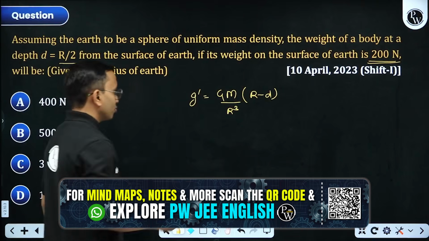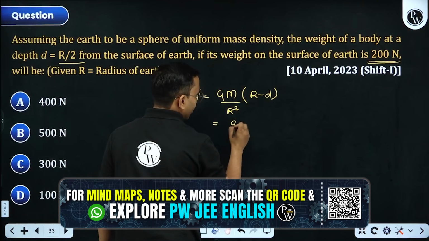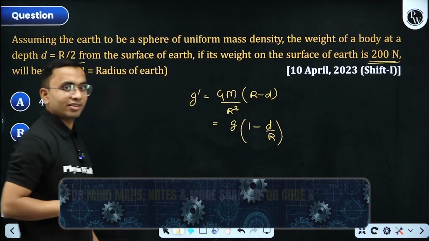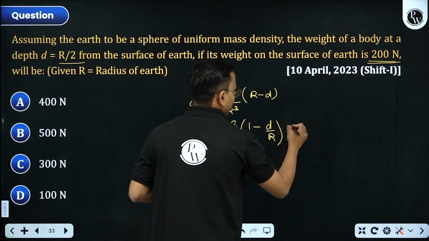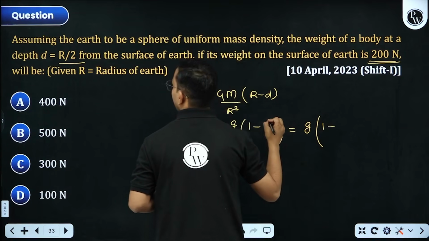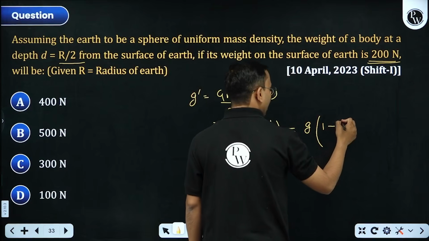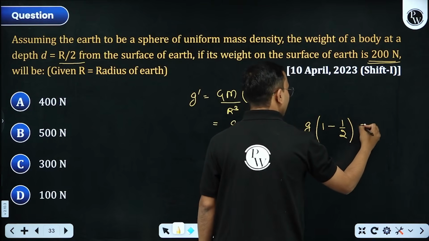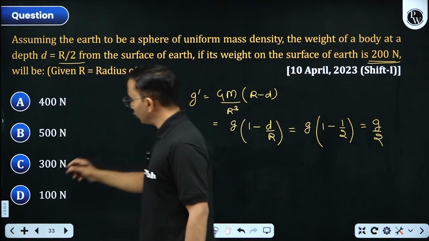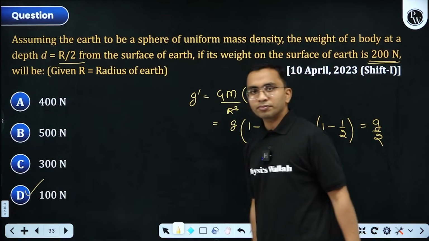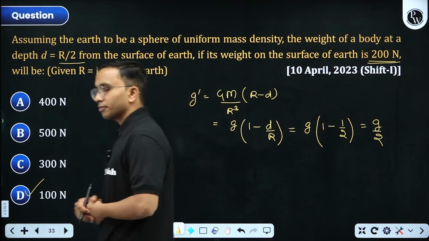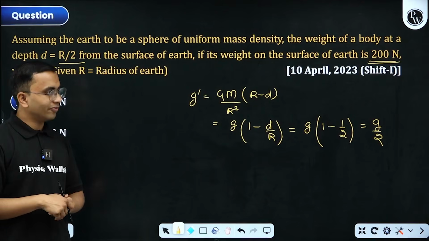So this is g into 1 minus d by r. I need to take another step like this. What is d? d is r by 2. So r by 2 by r is 1 by 2. So this becomes g by 2. So g dash is half of g. So weight will become half of 200. Initially it was 200, therefore it will become 100 now. Easy question. Very simple question.